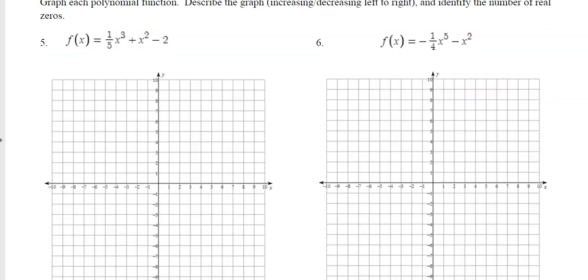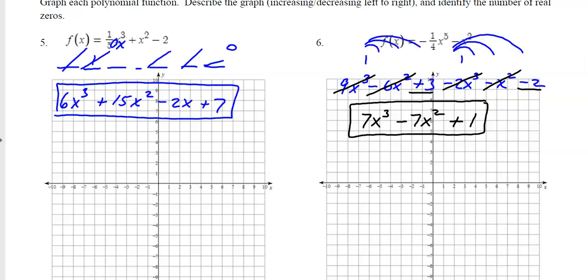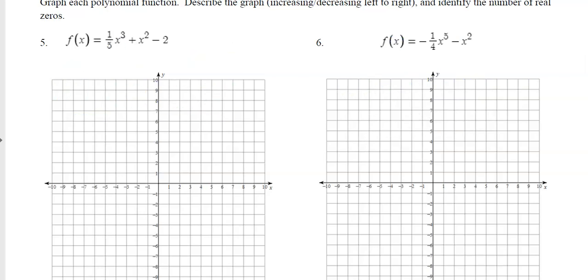All right, we need to graph these. We need to describe the graph, increasing and decreasing from left to right, identify the number of real zeros. These can be kind of tougher to see, so I graphed them on my calculator. Then I also went and I got a table. So sometimes if the graph isn't showing you quite enough information, you could go to the table.